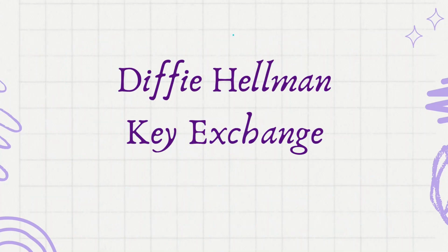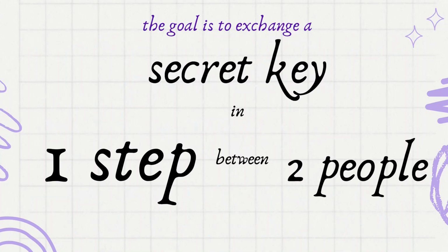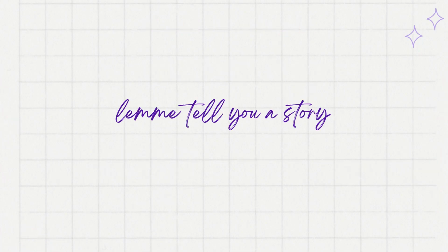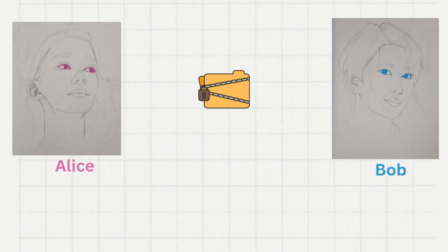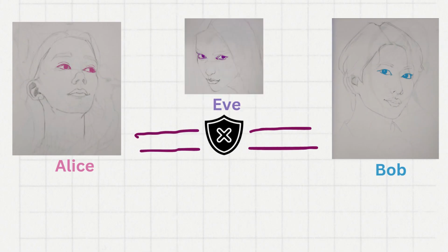So let's go into the Diffie-Hellman key exchange. The goal of this exchange is to exchange a secret key in just one step and between two people. Let me tell you a story now. Alice and Bob want to communicate and they want to share secret messages with each other. There could be eavesdroppers who are seeing the message in between. So they want to figure out a way to send the message secretly.